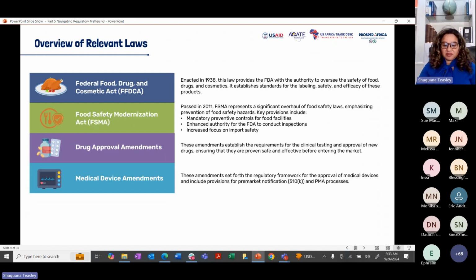Medical device amendments. These are the amendments set forth from the regulatory framework for the approval process. This includes the provisions for pre-market. That's your 510K and PMA processes.